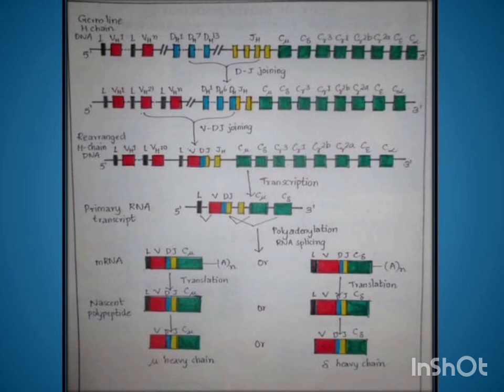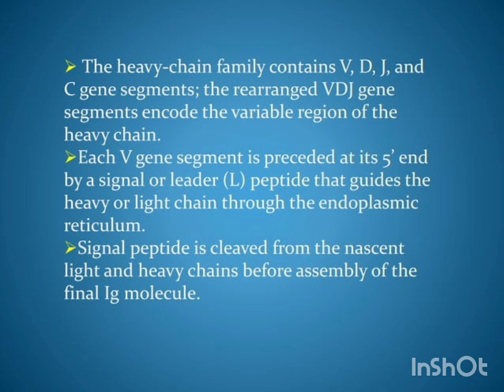And this picture clearly shows the arrangement of the heavy chain, which is later transcribed and mRNA is formed, and by splicing and other processes, the gene expression in heavy chain is expressed. The heavy chain family contains V, D, J and C segments. The arranged V, D, J gene segments encode the variable region of the heavy chain.